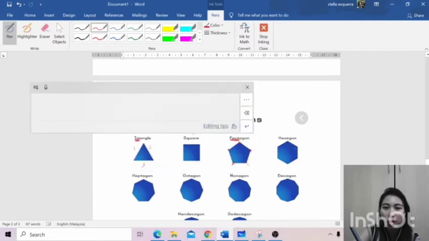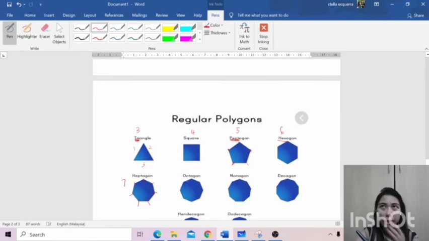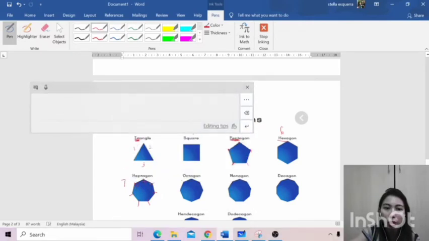Hexa is 1, 2, 3, 4, 5, 6. Hexa is 6. Hepta is 7. So 1, 2, 3, 4, 5, 6, 7. Not only does it have 7 sides, it also has 7 angles. You can see here 1, 2, 3, 4, 5, 6, 7. So how many angles? Same as the sides. The angles equal the sides.